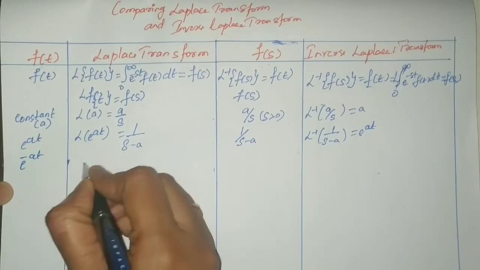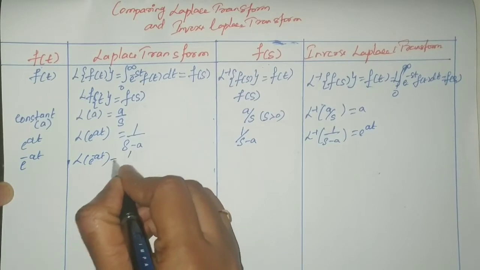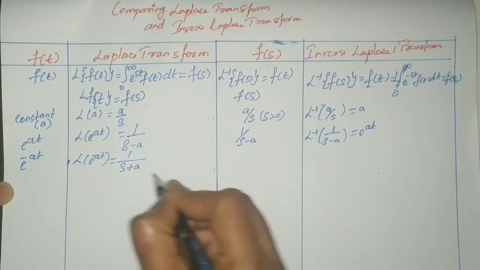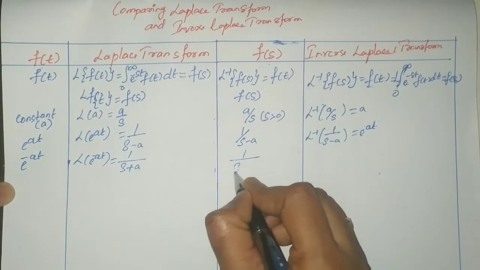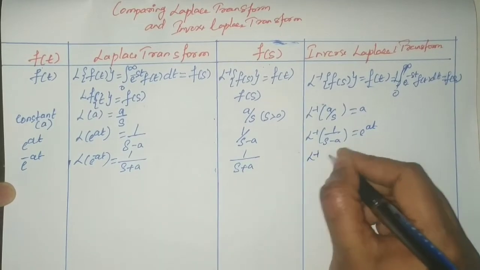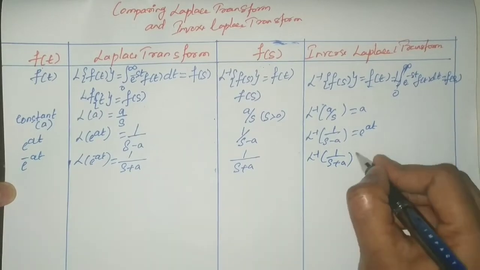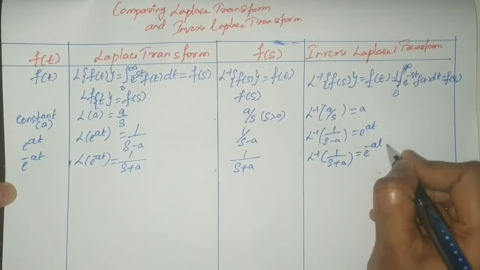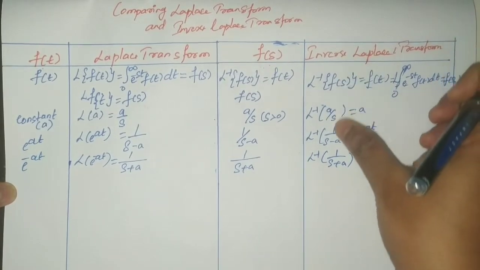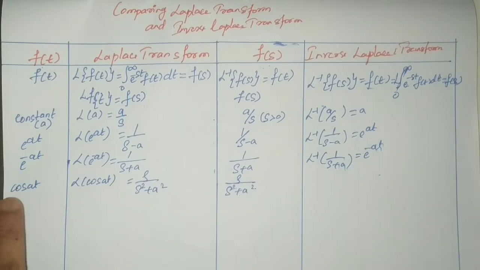Similarly, e power minus at, Laplace transform of e power minus at is 1 by s plus a. If suppose you have 1 by s plus a as your function, then its inverse transform will be, shift this Laplace to another side, so it is e power minus at. You can see your functions are in s and your solutions are in terms of t.